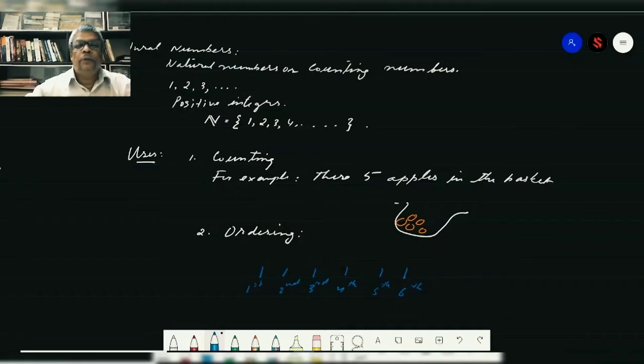So when we use the numbers for counting, it is called cardinal numbers. The same set we can use for ordering, then we call it ordinal numbers.